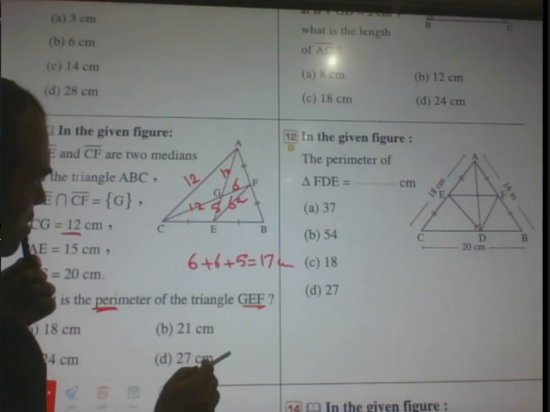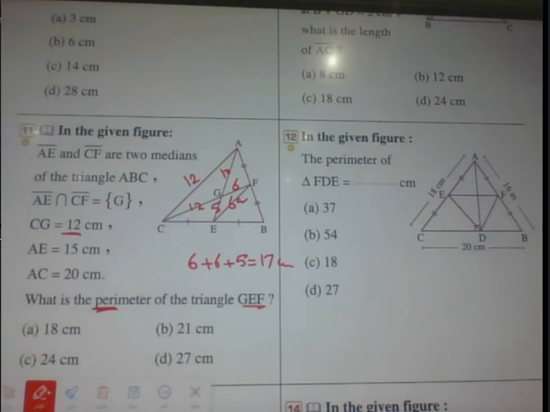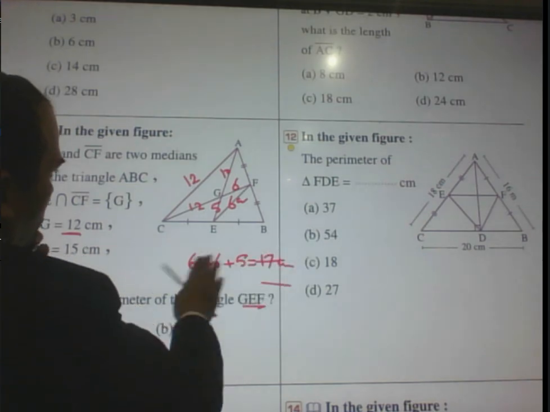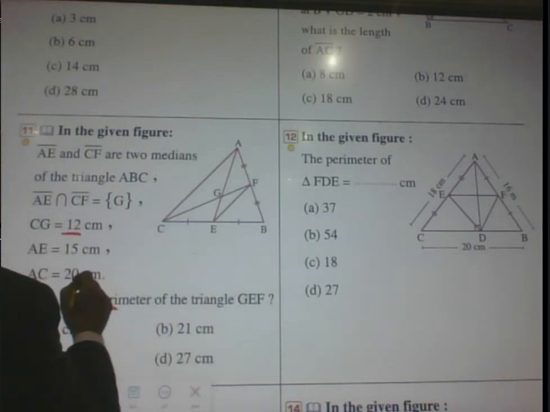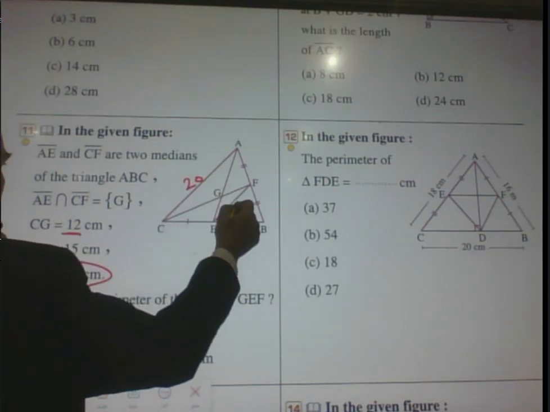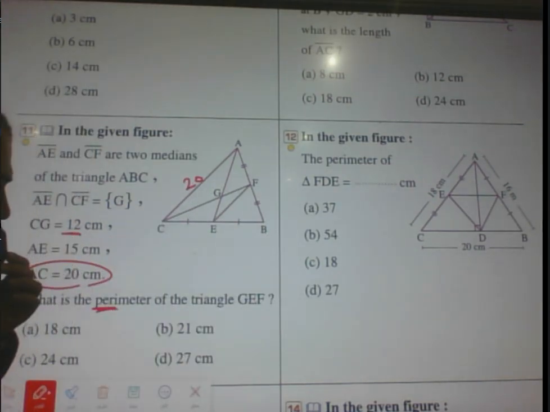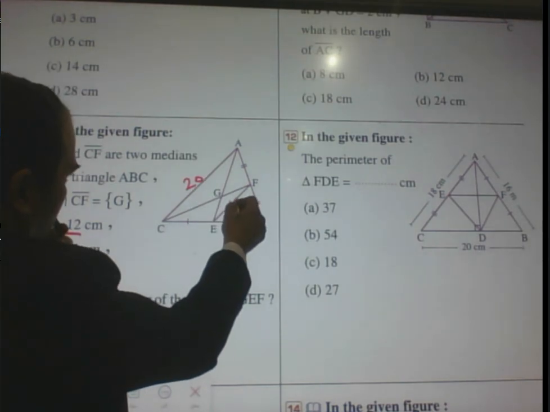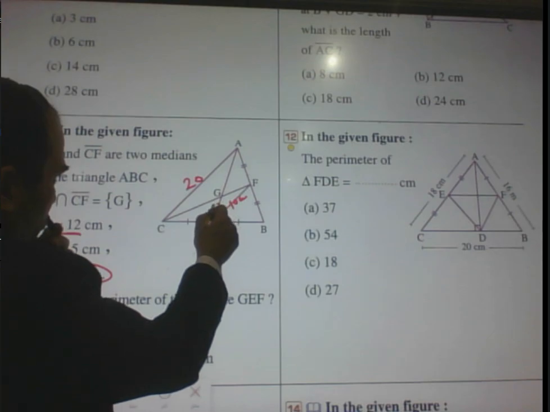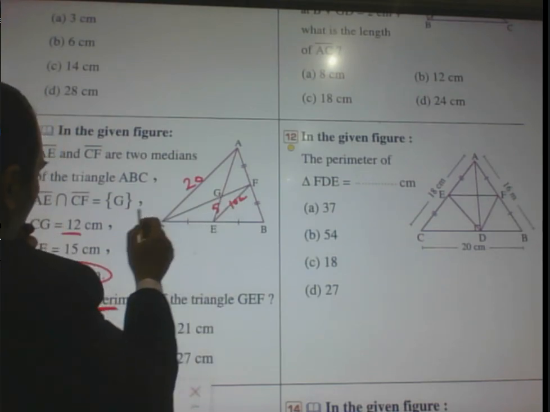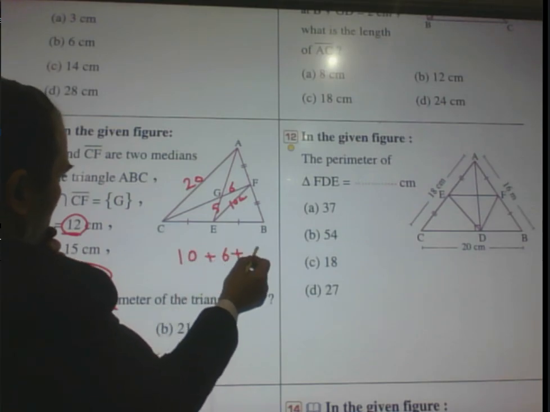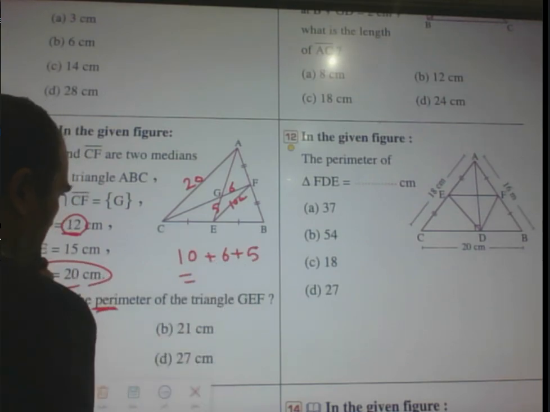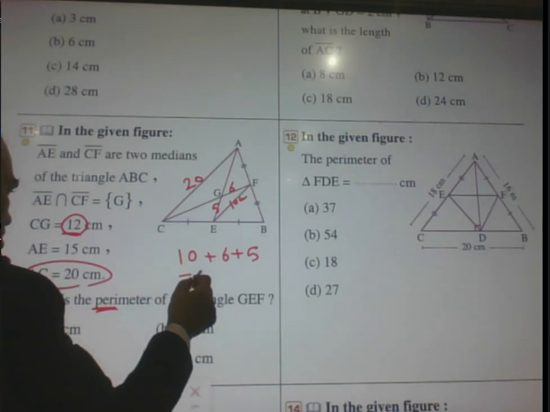Okay, again. This line segment AC is 20, not 12. Sorry, AC was 20. The line segment EF here we call the mid segment. The length of EF is half of 20, which equals 10 centimeter. And we found the line segment here 5, and CG was 12. Half of 12 is 6. Then we can write 10 plus 6 plus 5. 6 plus 5 is 11. 11 plus 10 equals 21.